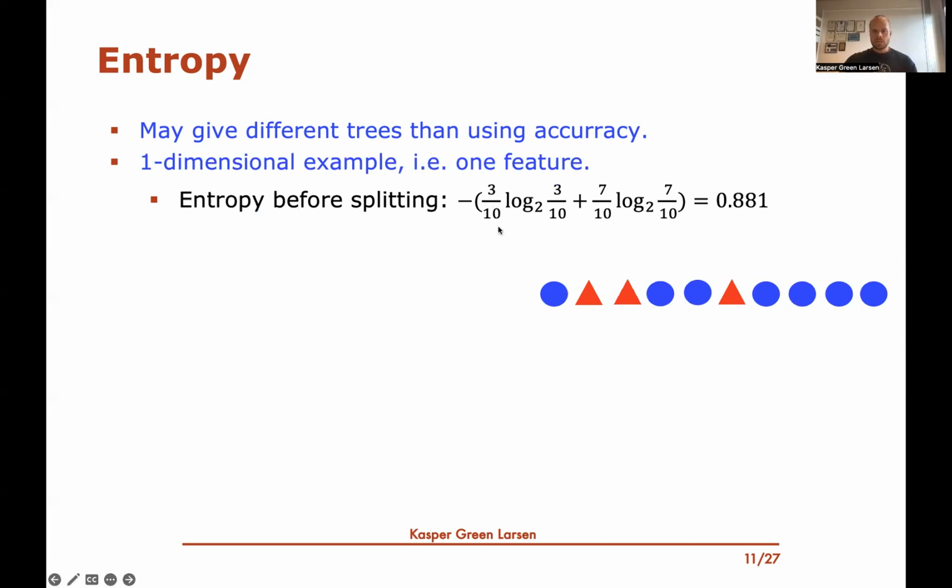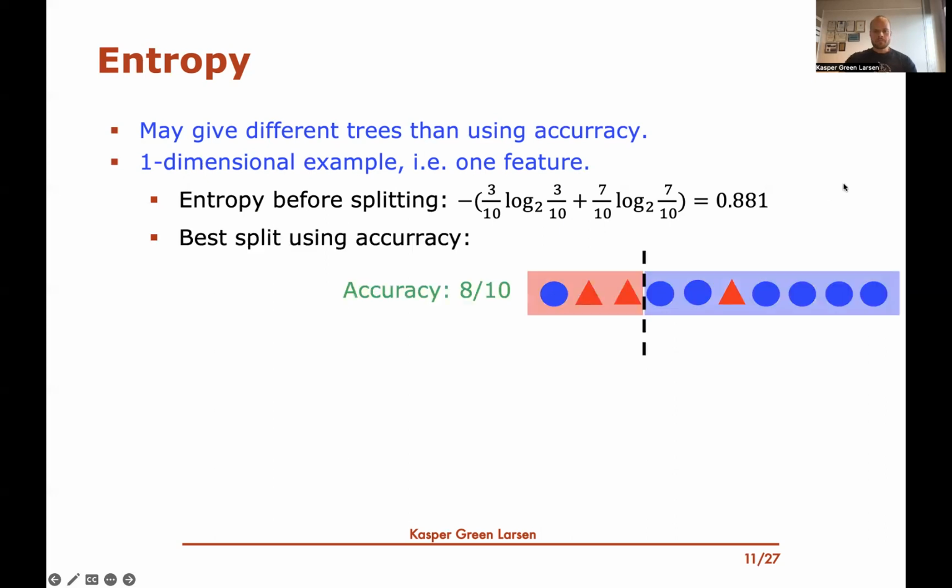So if we look at it, well, 3 out of 10 points are red. So we get 3 out of 10 log 3 out of 10, and then we have 7 out of 10 points that are blue. So we have a 7 out of 10 log 7 out of 10 factor here, and this gives 0.881. Okay. Now, if we were to split this using accuracy, right?